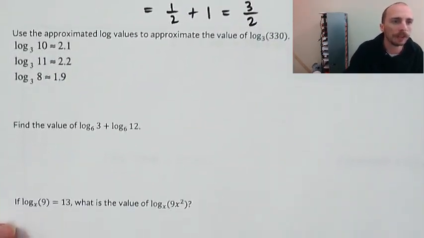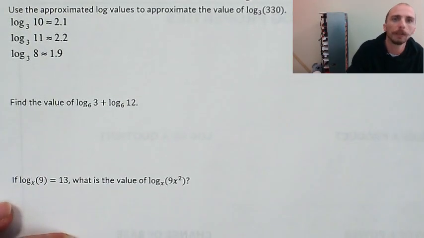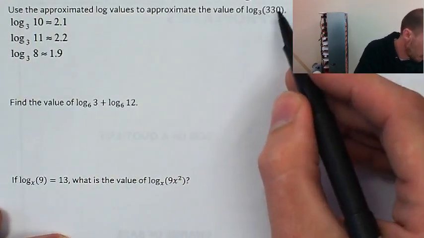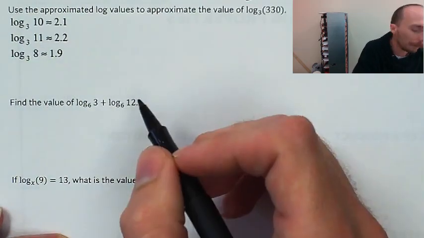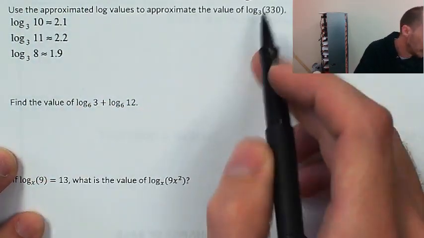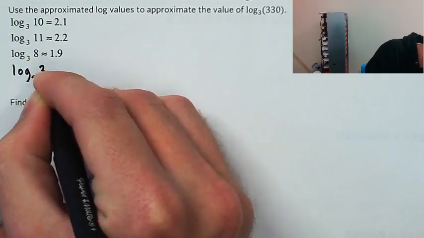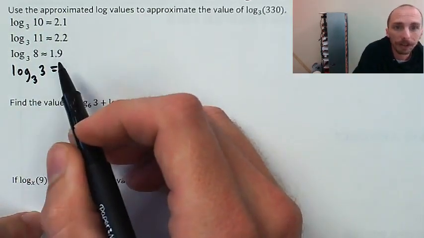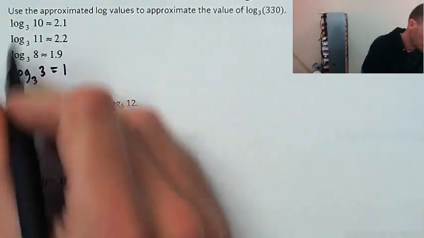Now we're going to use this table of approximated log values to approximate the value of log base 3 of 330. So what we need to do is make 330 out of 10 and 11, and I guess 3. 10 times 11 is 110. I would need to multiply that by 3 to get 330. So I need one extra value that I have to know on my own, right? It's not a decimal. What exponent do I put on 3 to get 3? That's 1. So I'm going to put that there.